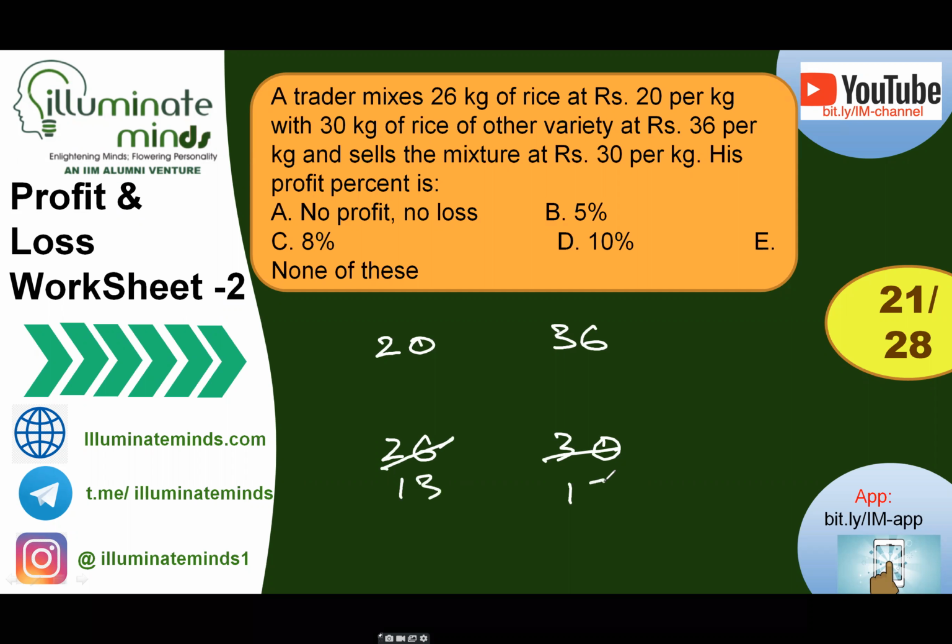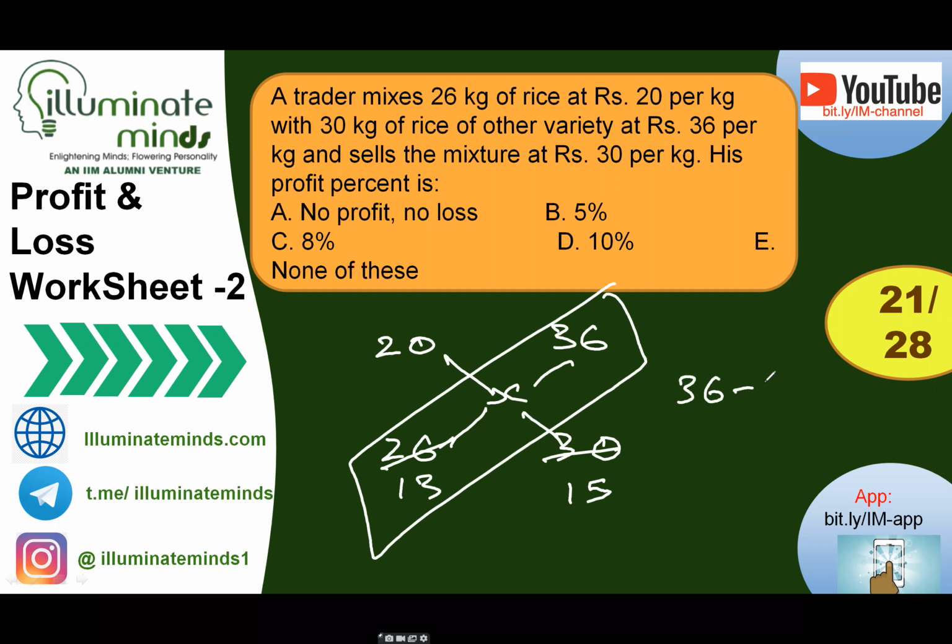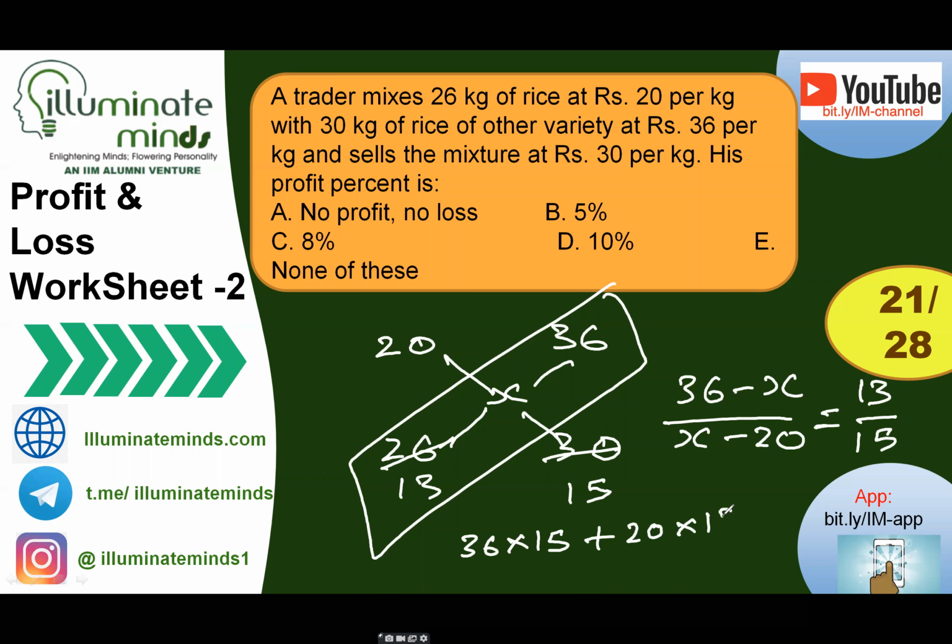13 and 15. This is the cost price. So 36 minus x is 13, x minus 20 is 15. So 36 into 15 plus 20 into 13 equal to 28x.